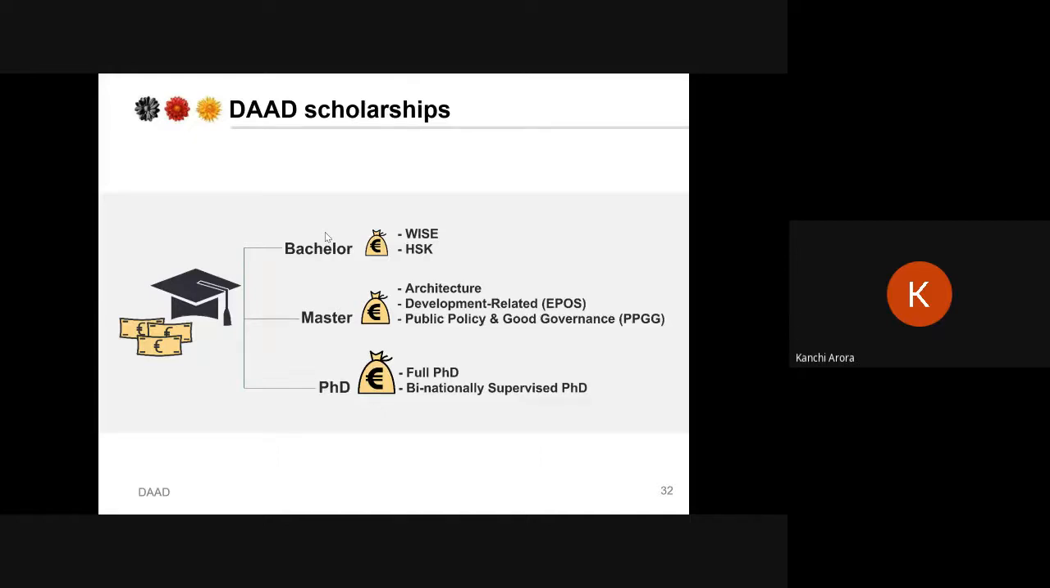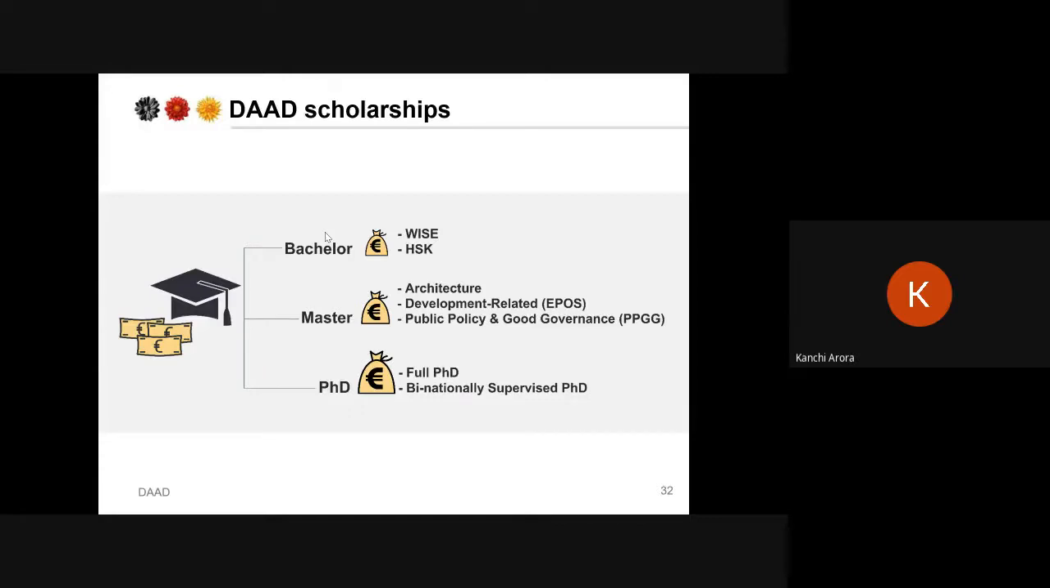Now, since I've been saying that DAAD is a scholarship organization, a funding organization, let us also talk a little bit about scholarships. For bachelor's, we do not have a lot of scholarships, also it might not be relevant. For master's, we do have two very relevant scholarships for you, one in architecture and one in development-related postgraduate courses.